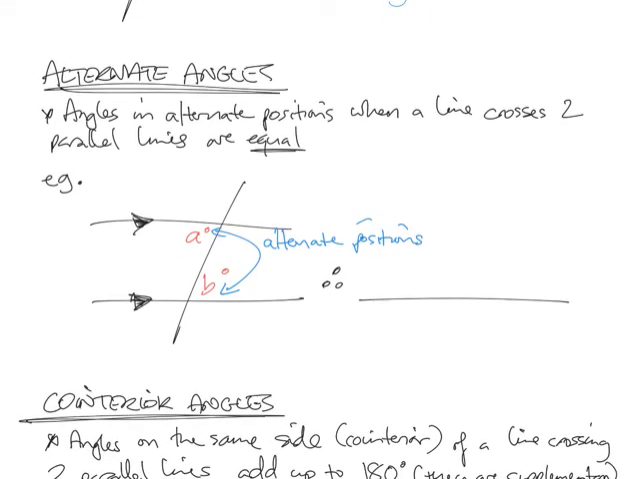Alternate angles. When angles are in alternate positions, when a line crosses two parallel lines, they're equal as well. So the previous one, corresponding positions, meant the angles were equal. Here, alternate positions, so you have this angle here formed by the parallel line and the line crossing going down, and this angle here, B, from the line going down and then going across, they're alternate. They're across from each other. They're going to be equal as well. So angle A is equal to angle B because of the alternate angles property.